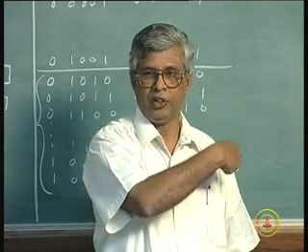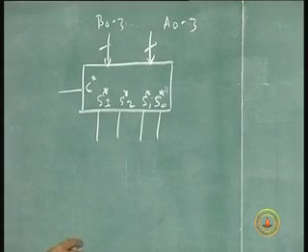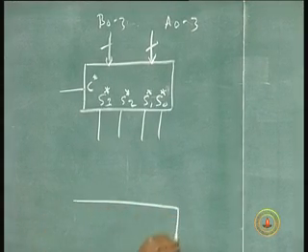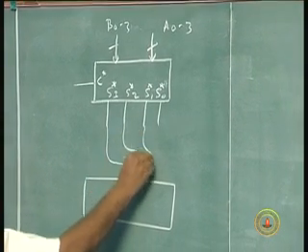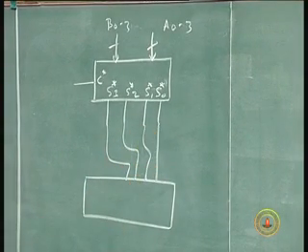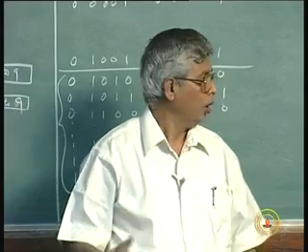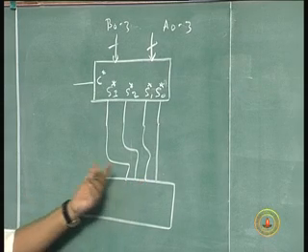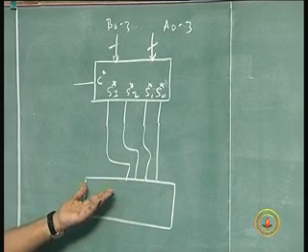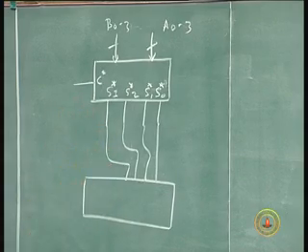Let me first draw the circuit and explain it to you. This will be added with another adder, in which we will give this to that, because I have to add 6. Since this is 4 bits, this 6 has to be added. So, this is a 4-bit adder. Instead of a 5-bit adder, I am going to use 2 4-bit adders.